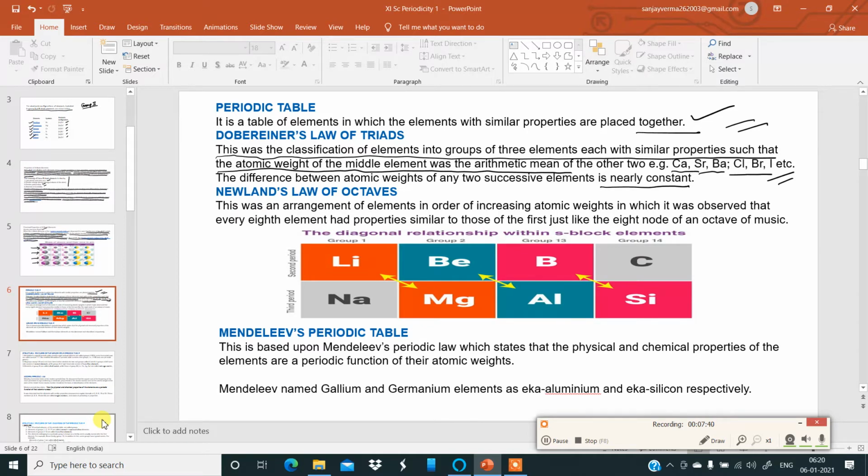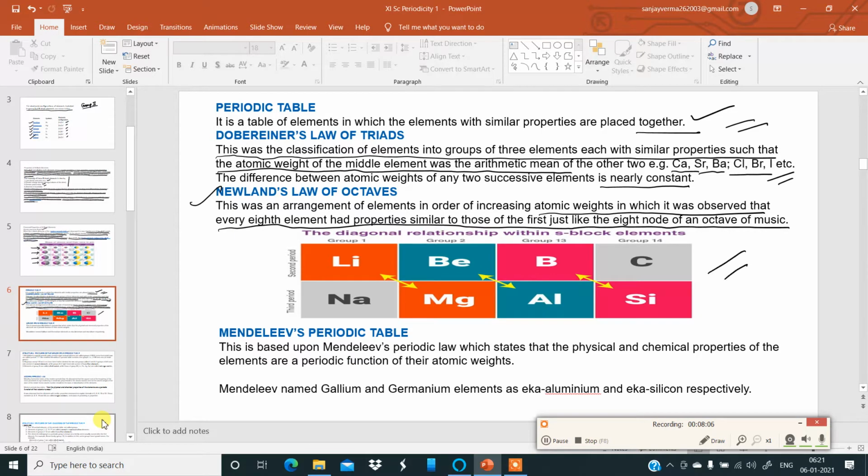Now come to Newland's law of octaves. This was an arrangement of elements in the order of increasing atomic weights, in which it was observed that every eighth element had properties similar to those of the first, just like the eighth note of an octave of music. Okay. I was talking about diagonal.